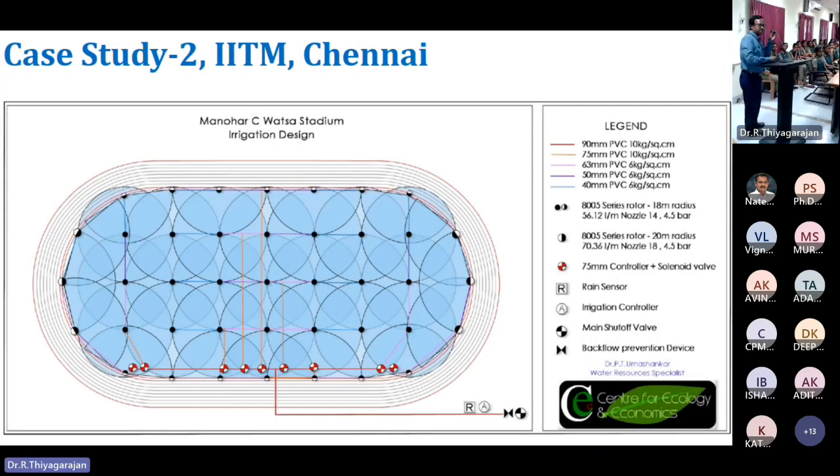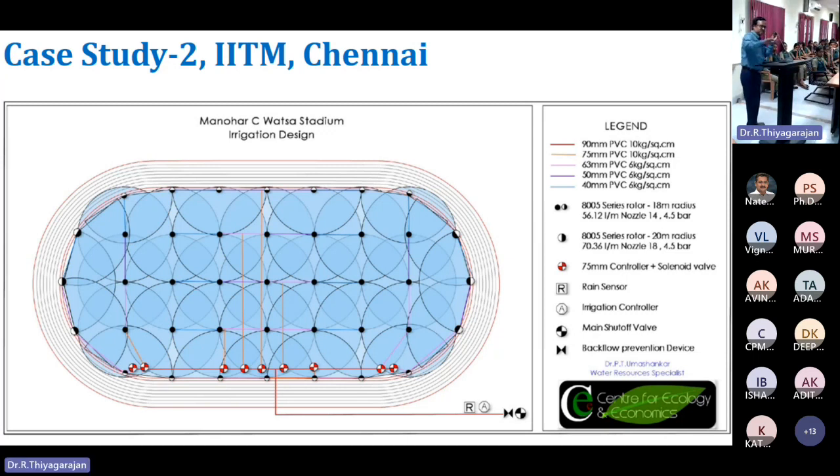Next please. So this is a clearer picture. Again, one of the alumni has sponsored this project. This Manohar C. Varsa has sponsored a 20 crore worth stadium for IIT. He is one of the IIT alumni who provided this, and he wanted to have an irrigation system. So this is the design I had proposed for that.